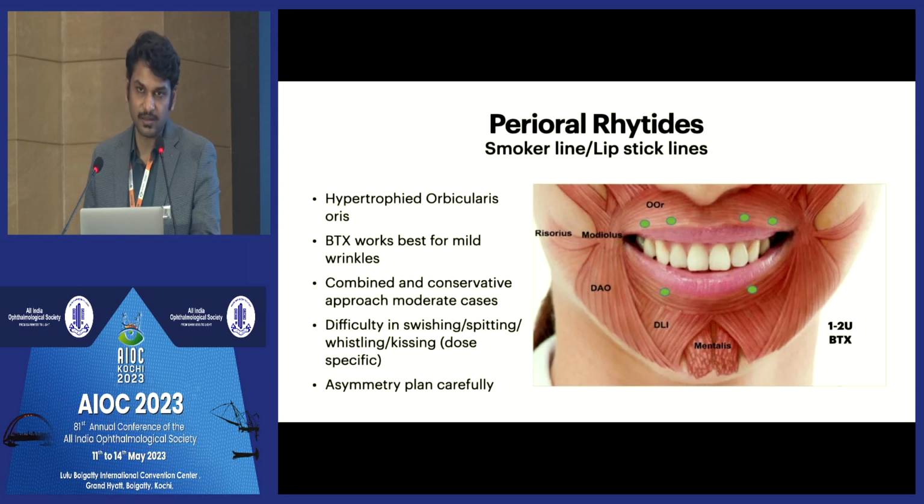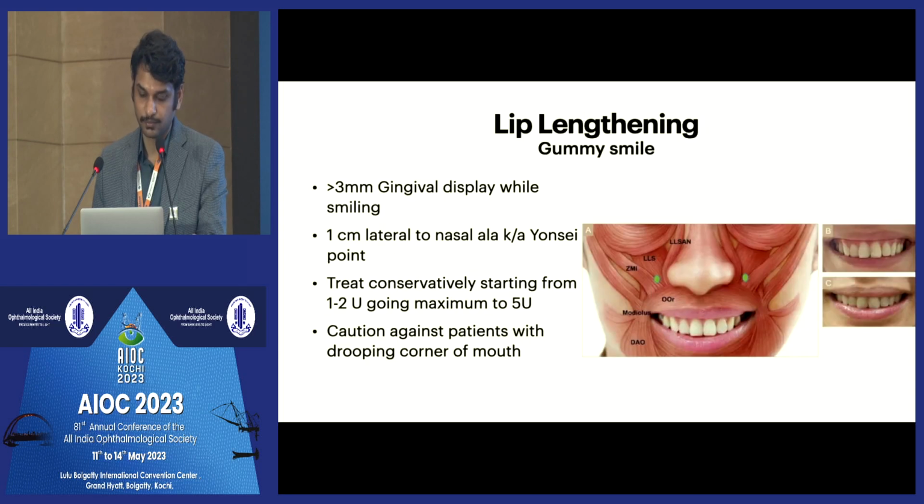For mild cases, it works well. Up to 1 to 2 units you can give per site. But for moderate or severe cases, you should always augment it with fillers, and you should always explain to the patient about difficulty in whistling, spitting, swishing and kissing. Basically, it is dose dependent, and in asymmetric cases, you should plan carefully.